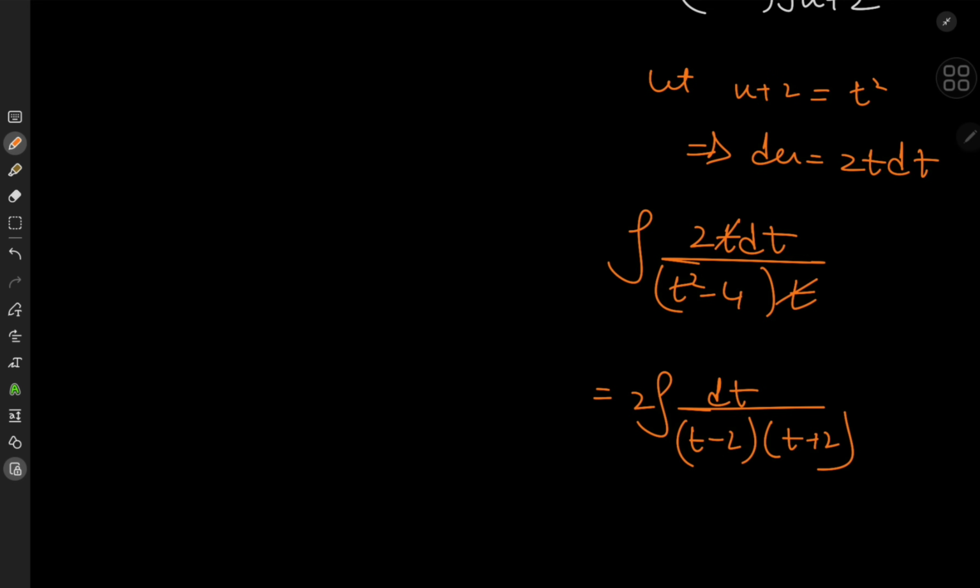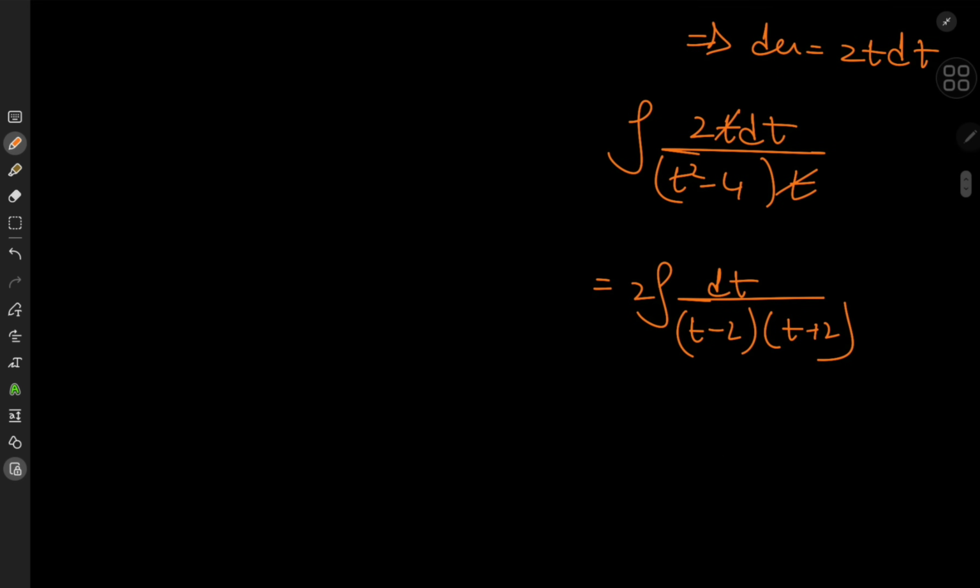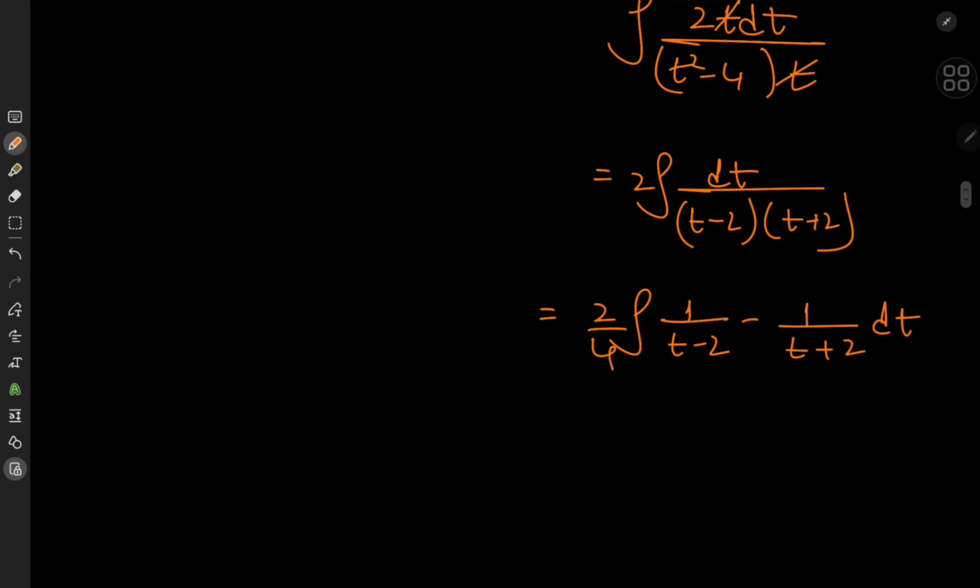And now we have an integral that's pretty easy to solve using partial fractions. So we have 2 times the integral of 1 over t minus 2 plus 1 over t plus 2. No, wait, the minus sign should work here. That way we have 4 up top. So to balance that out, I have to multiply by 1/4. And there you have it.